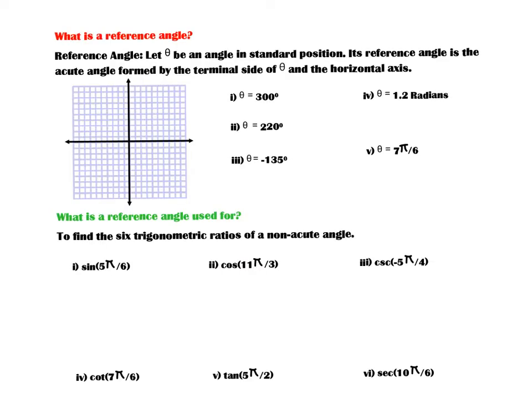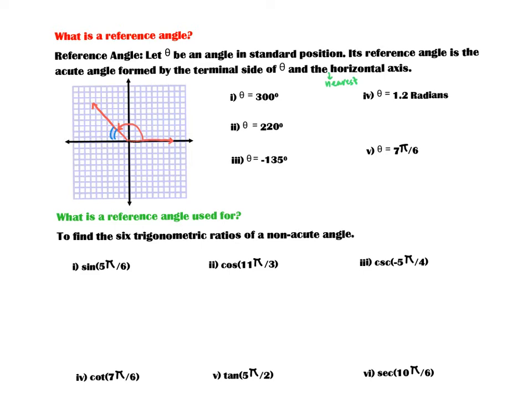Alright, so let's start first with the idea of a reference angle. A reference angle: let theta be an angle in standard position. Its reference angle is the acute angle formed by the terminal side of theta and the closest, I should have put the word closest here, the nearest horizontal axis. So for example, if I've got standard position, rotation, terminal side, our reference angle would be this blue angle right here.